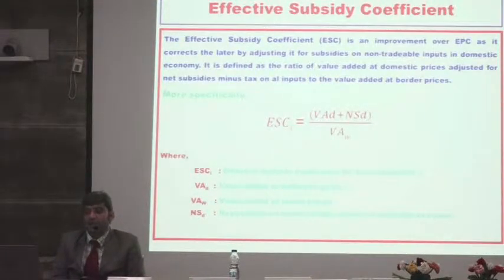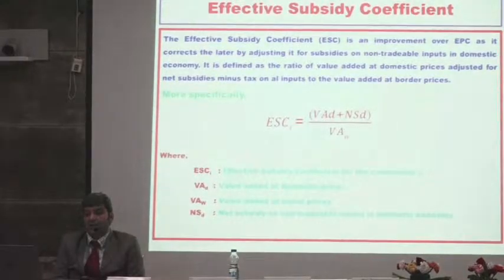Another aspect is the effective subsidy coefficient. In EPC, we considered only tradable input, but in the effective subsidy coefficient, we consider non-tradable input as well. Effective subsidy coefficient is a further improvement over NPC as well as over EPC, as it corrects the latter by adjusting it for subsidies and non-tradable inputs in the domestic economy. It is defined as the ratio of value added at domestic prices, adjusted for the net subsidy minus tax on all inputs, to the value added at border prices.